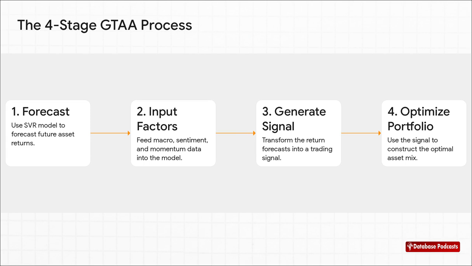First, the SVR model forecasts the future returns for a bunch of different assets. Then, and this is key, you feed that model a diverse range of input factors, which we'll look at in just a second. Based on those inputs, the model's forecast gets turned into a clear trading signal. And finally, you use that signal to optimize your portfolio, deciding what to own. But it all starts with the data you put in.